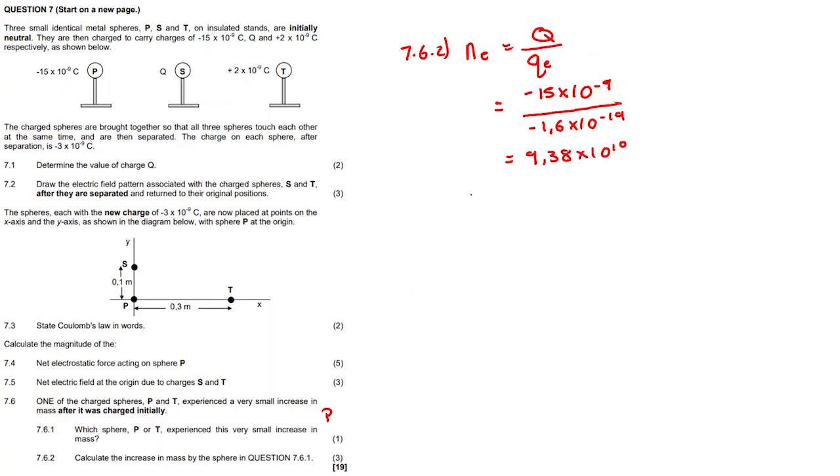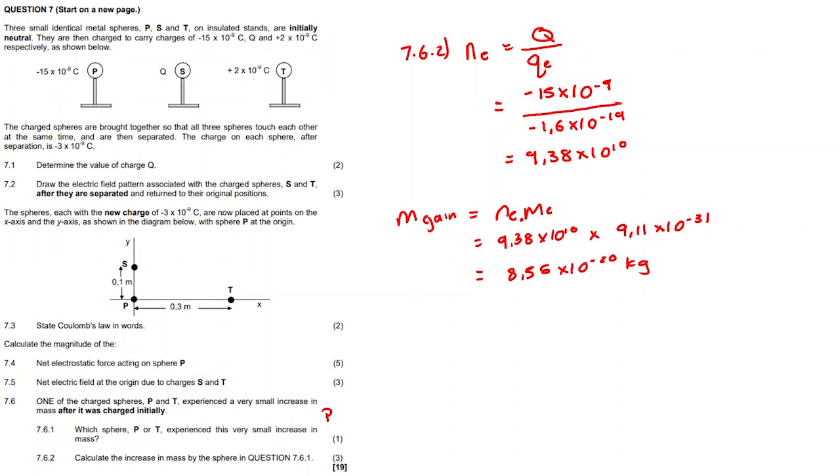To calculate the mass gained, we say that the mass is the number of electrons times the mass of an electron, the mass of the electron being a given value on the formula sheet. And when we calculate all of this, we get 8.55 times 10 to the power negative 20 kilograms. And that's all for this question.